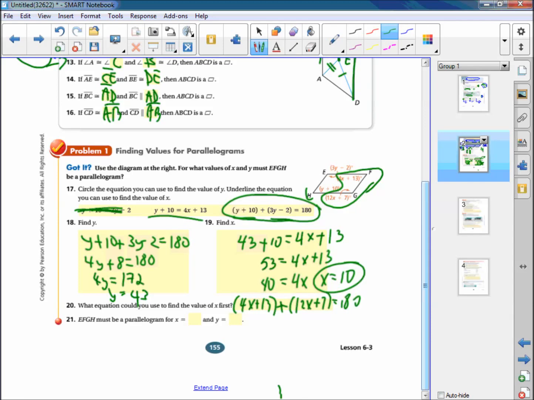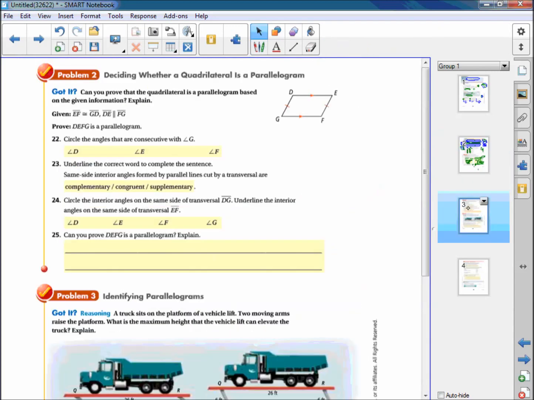So EFG must be a parallelogram for the values of x equal to 10 and y equal to 43. Well, why is that the case? Well, if you plug them back in, then it's going to show that opposite angles are congruent and that consecutive angles are supplements. All right, let's flip it over and look at page 3.